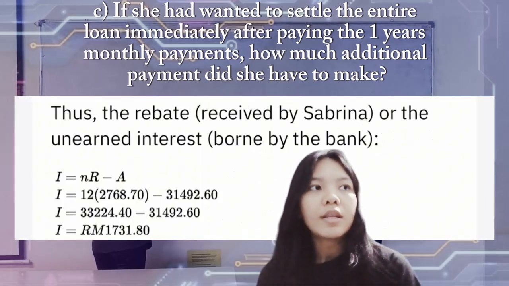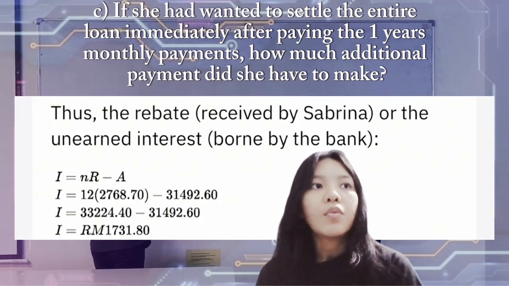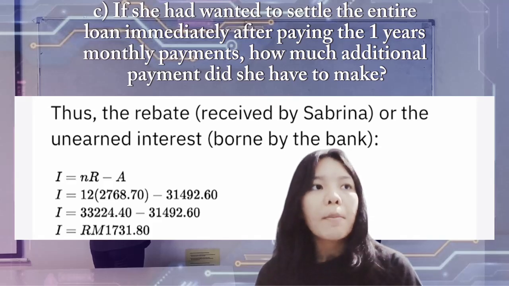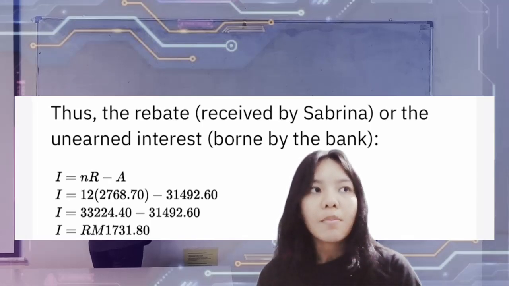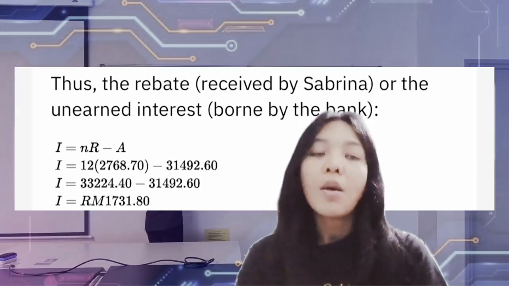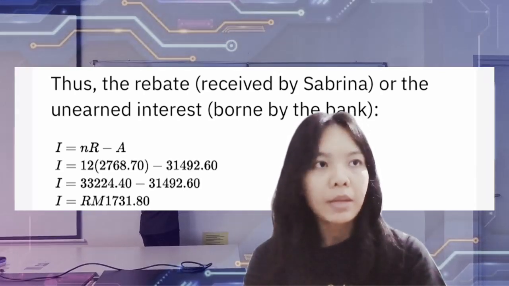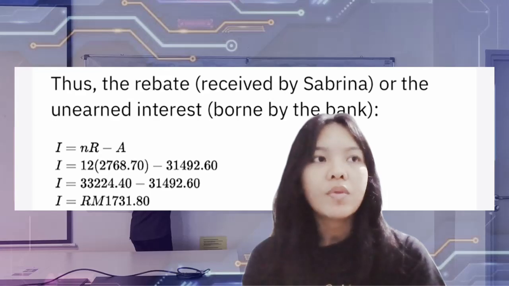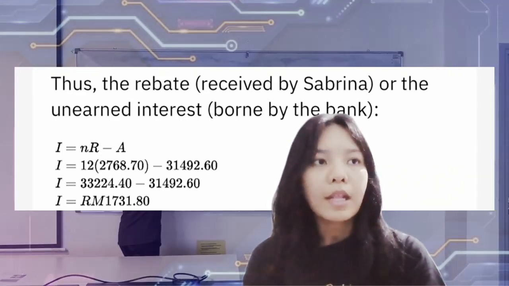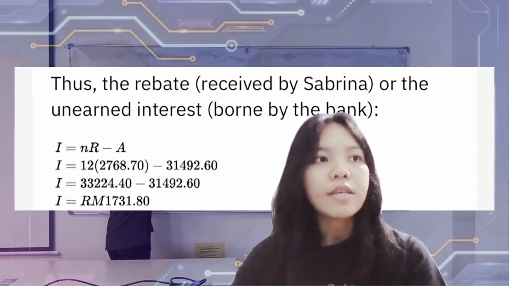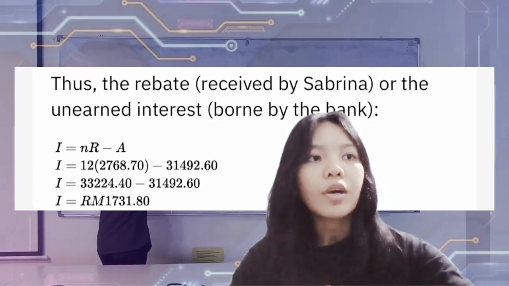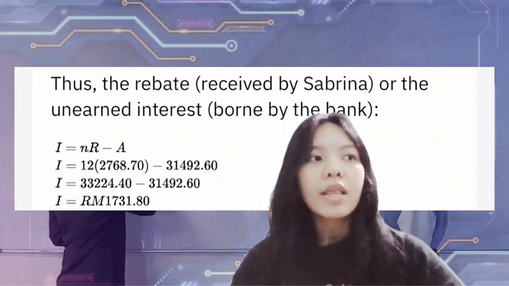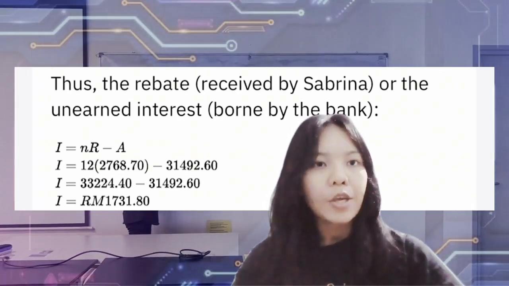This 31,492.60 ringgit is the outstanding balance if the loan is settled after 1 year. Because she settled the loan early, she doesn't need to pay the full interest, so we calculate the rebate, which is 33,224.40 ringgit minus 31,492.60 ringgit equals 1,731.80 ringgit. This 1,731.80 ringgit is the amount she saved by paying early. To answer the question, how much additional payment does she need to make at the time of settlement? That is 31,492.60 ringgit, which is the remaining loan amount at the time of settlement. But in reality, she saved 1,731.80 ringgit in interest. So by settling early, she benefits financially. That's how you calculate early loan settlement using the annuity formula and subtracting the rebate. So that's all from me. Thank you.